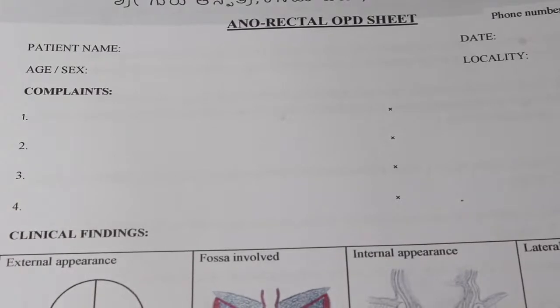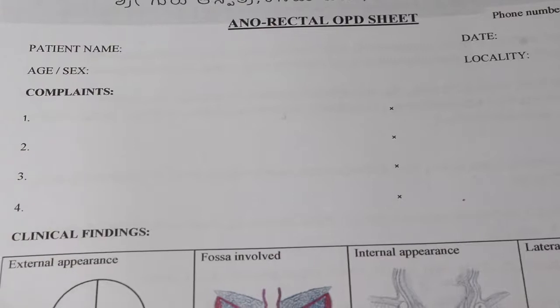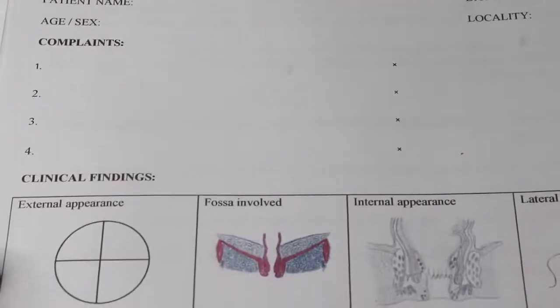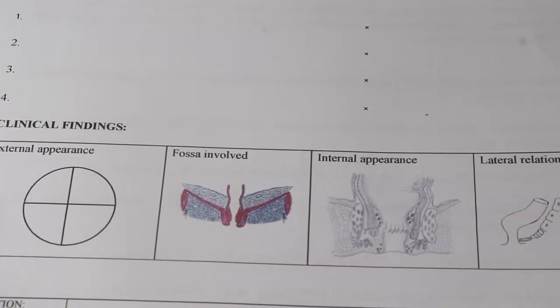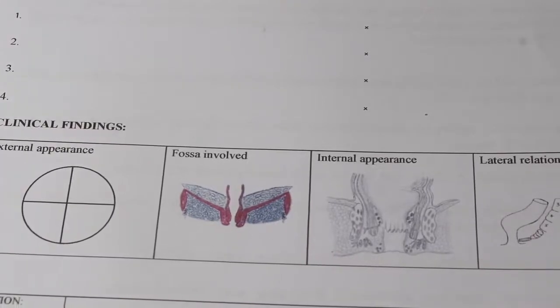I feel every disease requires its own OPD sheet, which is practically not possible, but based on the majority of the cases we are getting, we can frame an individual case sheet which can give a lot of information about the disease or suffering. So here I have made some routinely practiced diagrammatical representations of the anorectal diseases.